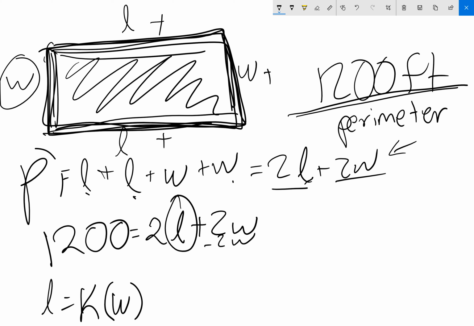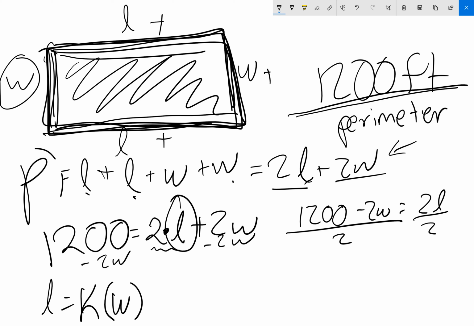So let's subtract 2W from both sides. This is L's buddy, so we won't get rid of it till last. 1200 minus 2W equals 2L. And then we're going to divide that by 2, leaving us with L equals (1200 minus 2W) over 2, and that could be simplified.